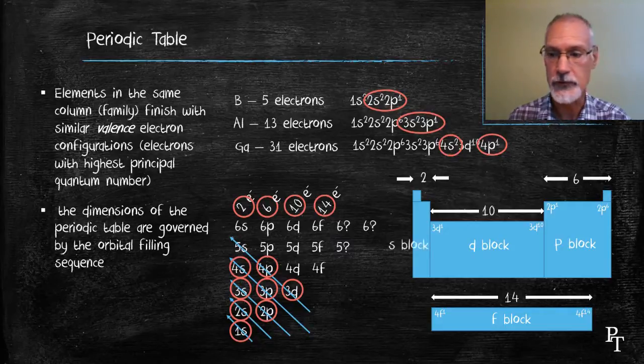And of course, our first two columns in the periodic table are the s block, filling up s1 and s2.